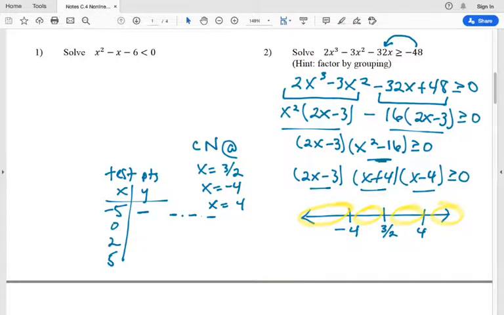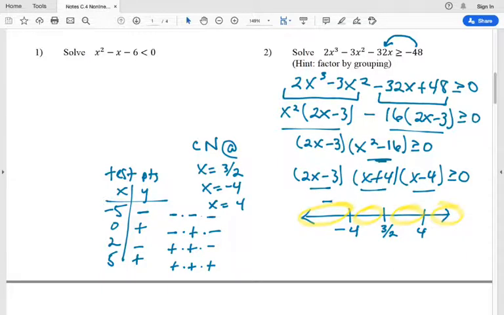Plugging in 0, I get a negative times a positive times a negative. And that will end up being positive when you multiply those out. When I plug in 2, I'll get a positive times a positive times a negative, which will end up being negative. And when I plug in 5, I'll get a positive times a positive times a positive, which will be positive.